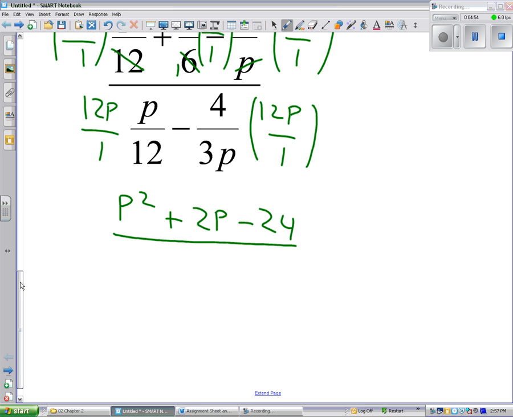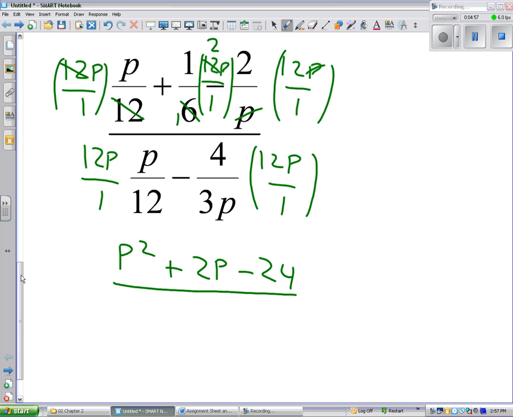Now, we need to cancel out in the bottom. The 12s cancel out, we're left with p times p, which is p squared, minus, here the 3p and the 12p cancel out. The 3p becomes a 1, and the 12p becomes a 4. And we have 4 times 4, which is 16.